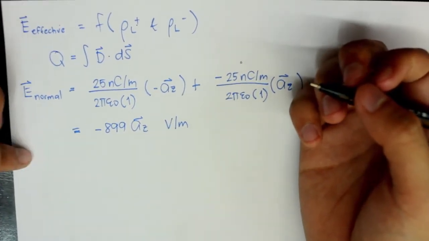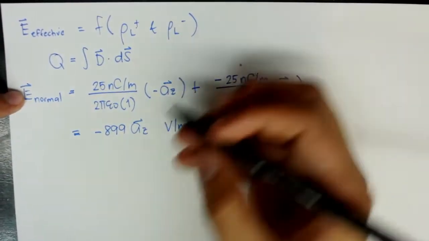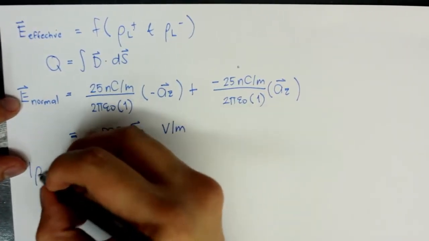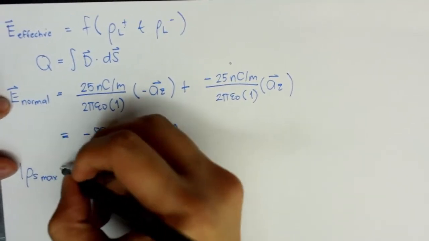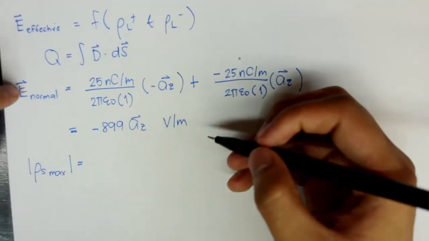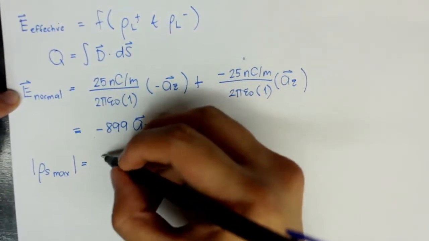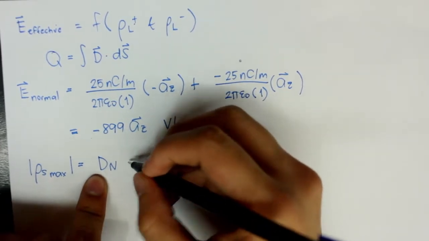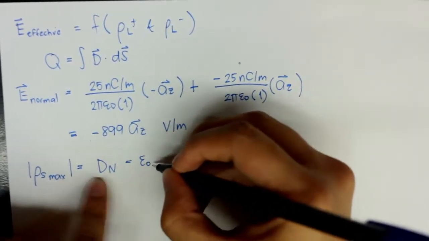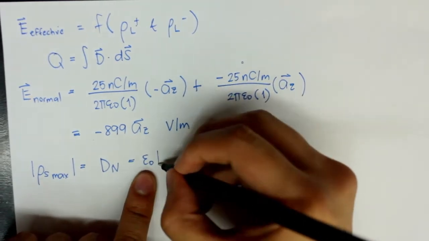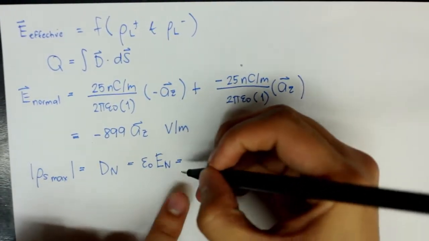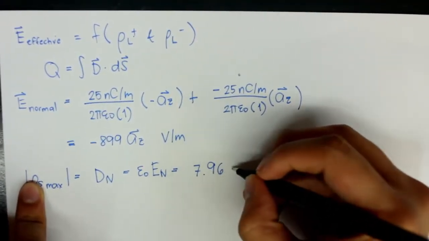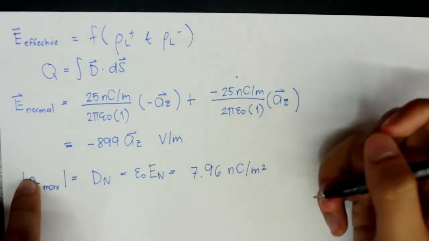So how do we determine the surface charge density from here? Well, that's easy, because this electric field, and we know the magnitude of rho S max is just the normal component, but this is already the normal component. So just obtain the normal component of the electric flux density, that's equal to epsilon naught, assuming free space, times En. Then we'll get a positive absolute value of 7.96 nanocoulomb per meter squared.